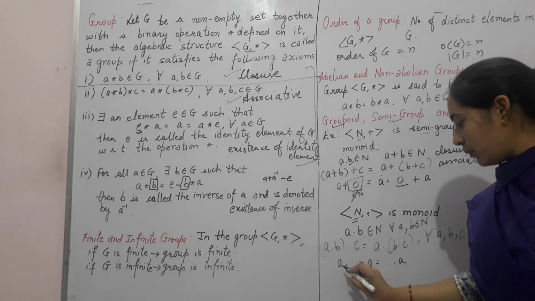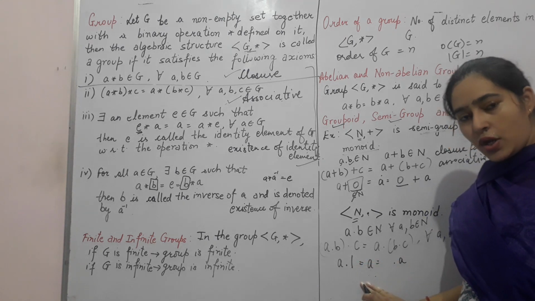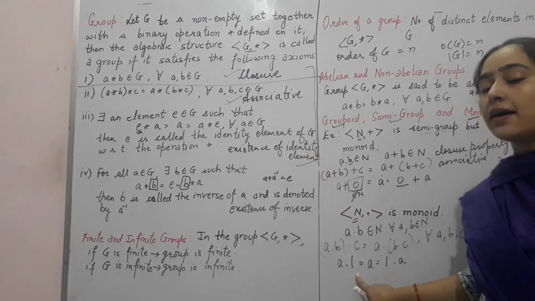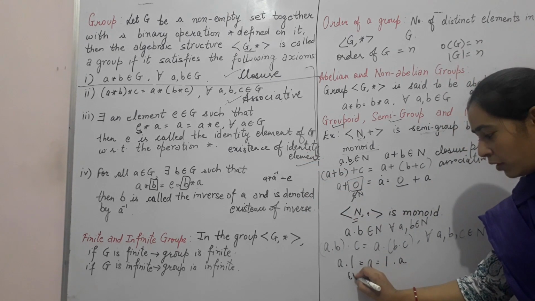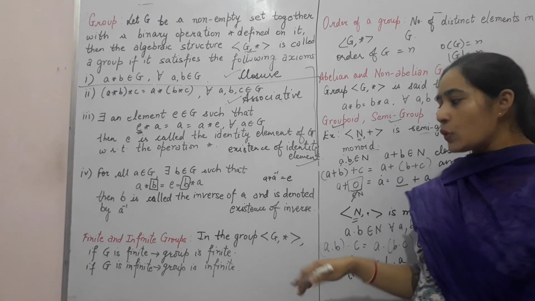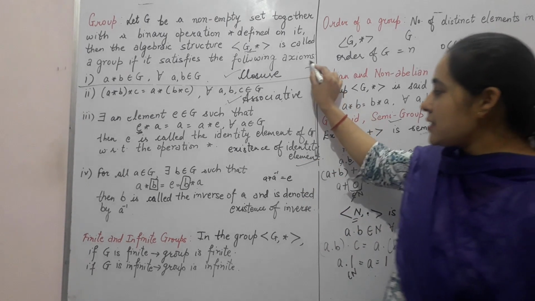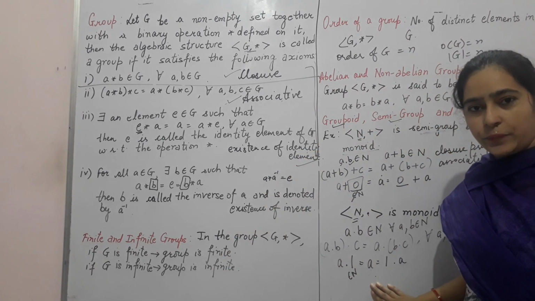Clearly, we can multiply A with 1. Only then the answer will be A. So what is the identity element here? 1 is the identity element here. So it exists, and this 1 belongs to N, this is a natural number. So here existence of identity element is there. That means all these three properties are satisfied. So this is a monoid. Thank you.